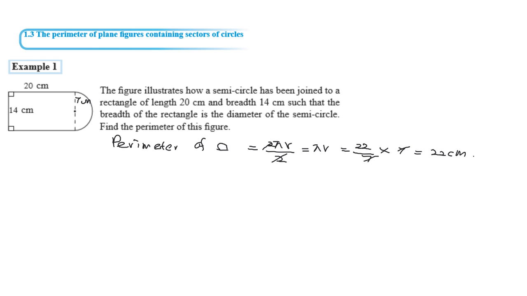So then the total perimeter of this figure is equal to 22 and you have 20 and you have 14 and you have 20 again. You have 1, 2, 3, 4 sides. So what is that? 20, 20, 20, you have 40, and 62 plus 14 makes 76 cm.